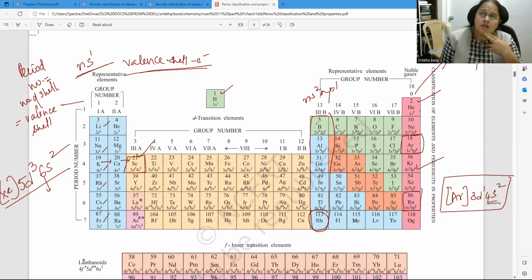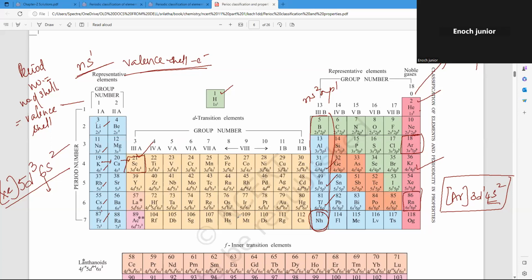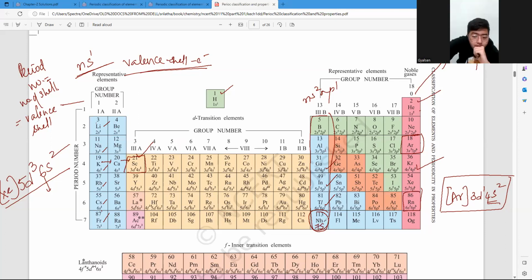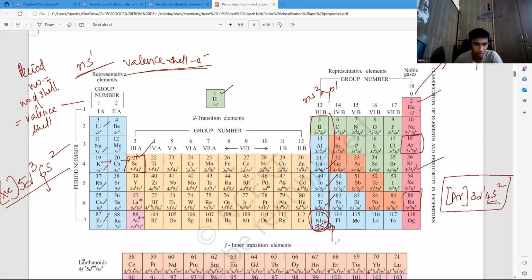Boron 2s2 2p1, 3s2 3p1, 4s2 4p1, 5s2 5p1, 6s2 6p1. Then what should be 113? Seven, yes. 7s2 7p1. Yes. Are you able to get that now?